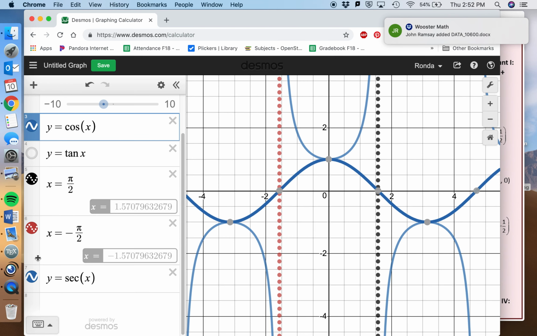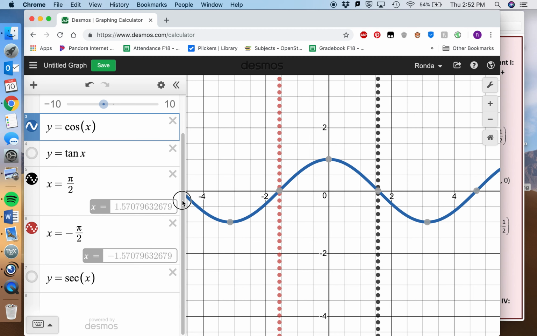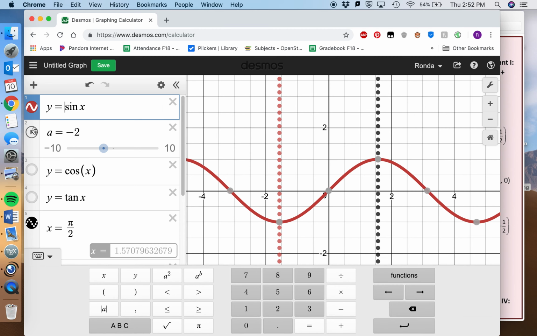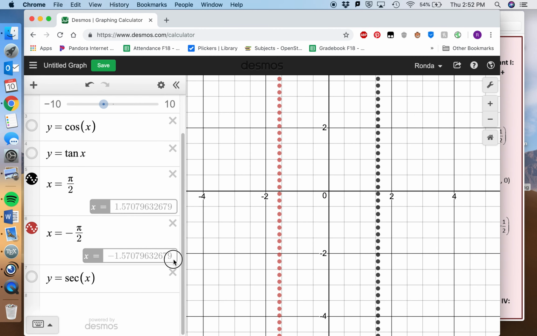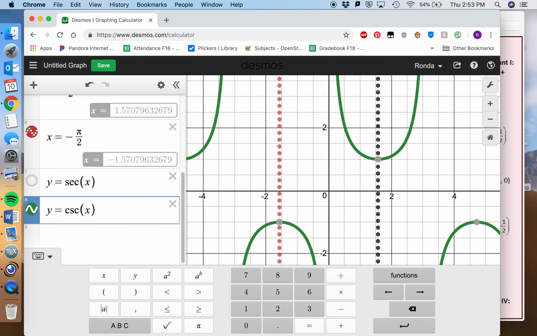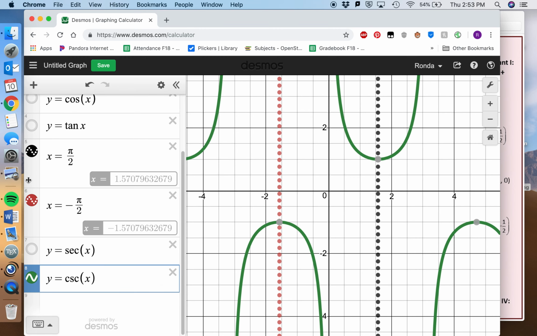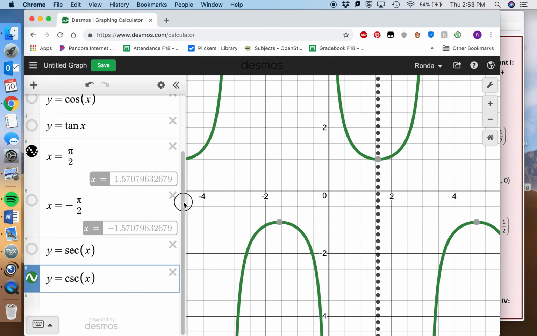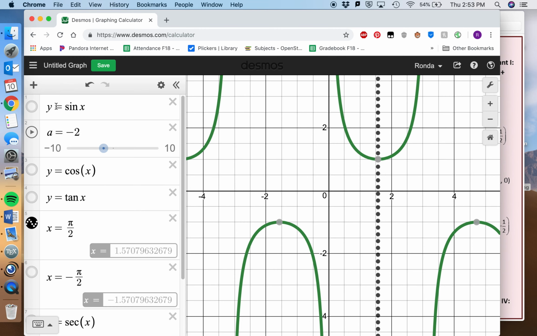So let me take these two off, and we'll put in sine and then I'll put in cosecant. So y equals the cosecant of x. This one looks very much just like the other one that we just looked at with secant. It's just that they're shifted. How about here? Okay, so essentially they're the same graph. It's just a shift again. So if I take off secant, there's cosecant, and the same thing will happen with sine.